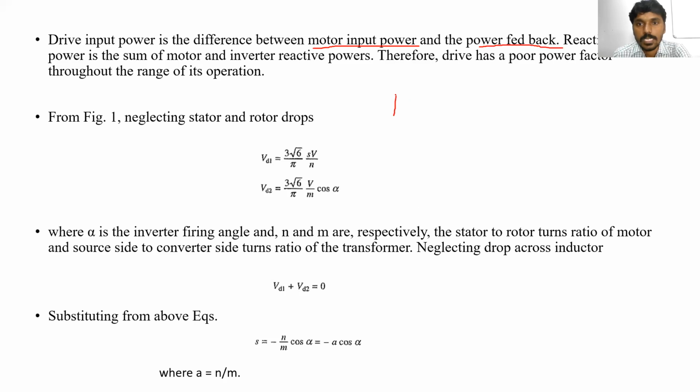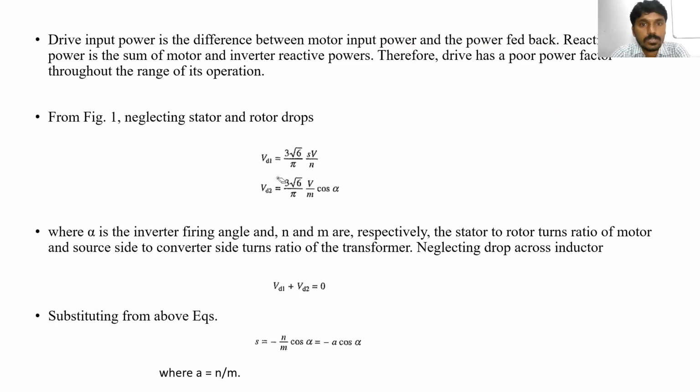For example, the drive input power is represented by PD. If the input power is 50 watts for the motor, and 20 watts is given back to the supply, then the difference is 30 watts. This 30 watts is the drive input power. Clear? Next.